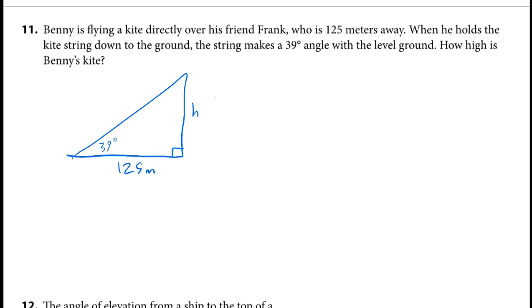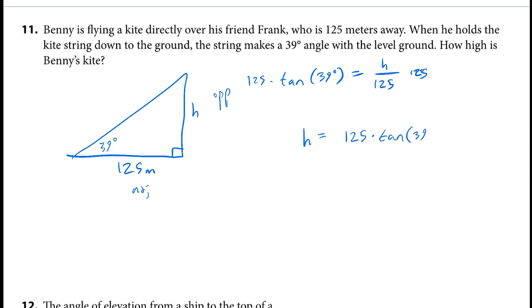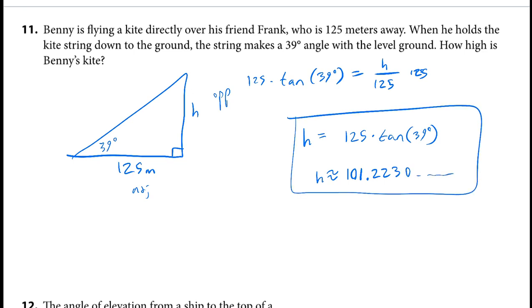So what's the height? So in this case, we've got the opposite side and the adjacent side. So that means we're dealing with the tangent of 39 degrees equals the opposite side over the adjacent side. That's TOA. And so then multiplying by 125 on both sides, we get the height is 125 times the tangent of 39 degrees. And so the height is approximately 125 times tangent of 39. That's 101.2230. Okay? So again, exact and approximate.